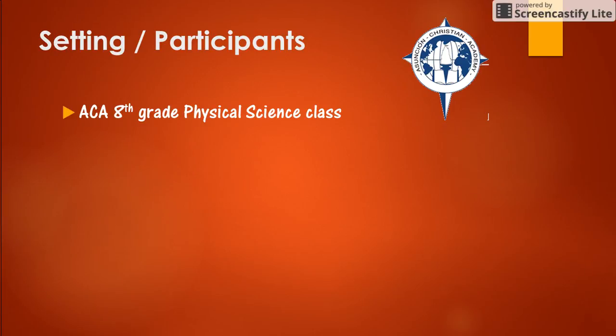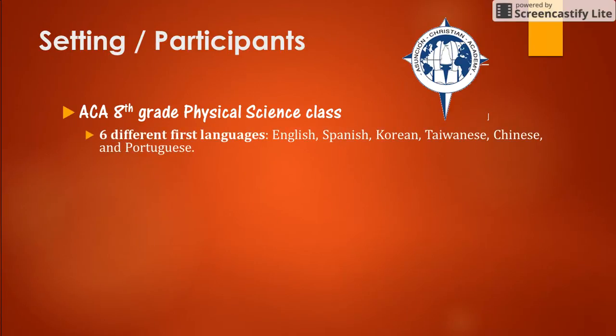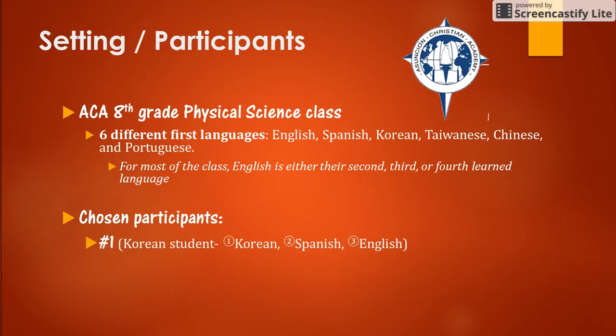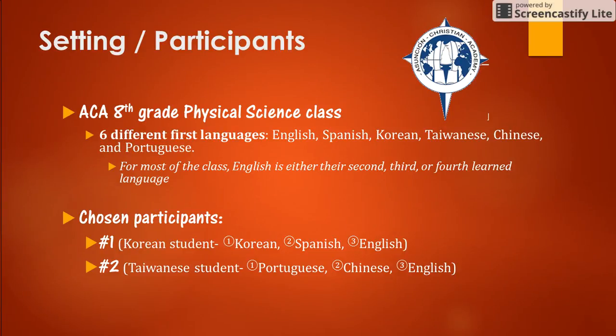The setting that I would like to do my research project is at my school, ACA, with my 8th grade physical science class. And I've chosen this class in particular because there are 6 different first languages represented. And for most of them, English is either their second, third, or fourth learned language. So I've chosen a few diverse participants. The first student is Korean, and so they speak Korean as their first language, and then Spanish and English. The second one is a Taiwanese student whose first language is Portuguese, and then Chinese, and then English. And the third one is from Argentina, whose first language is Spanish, and second one is English.